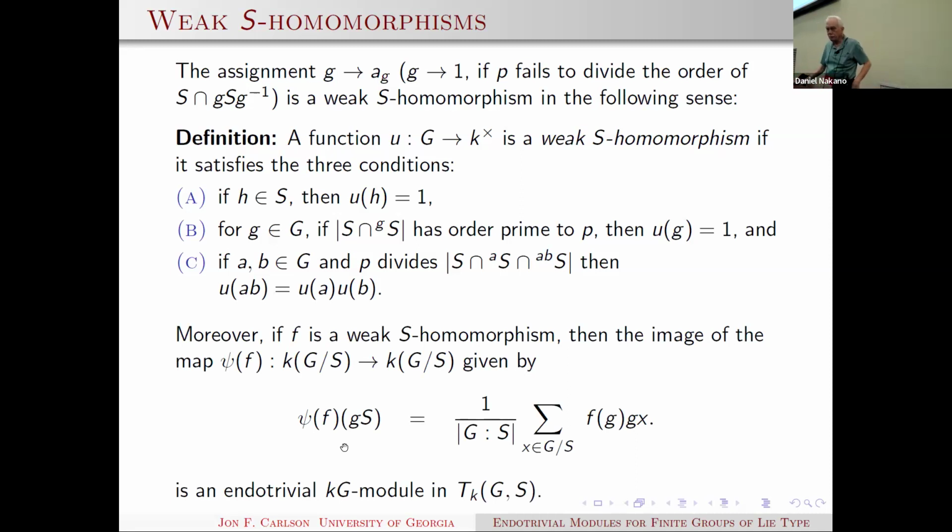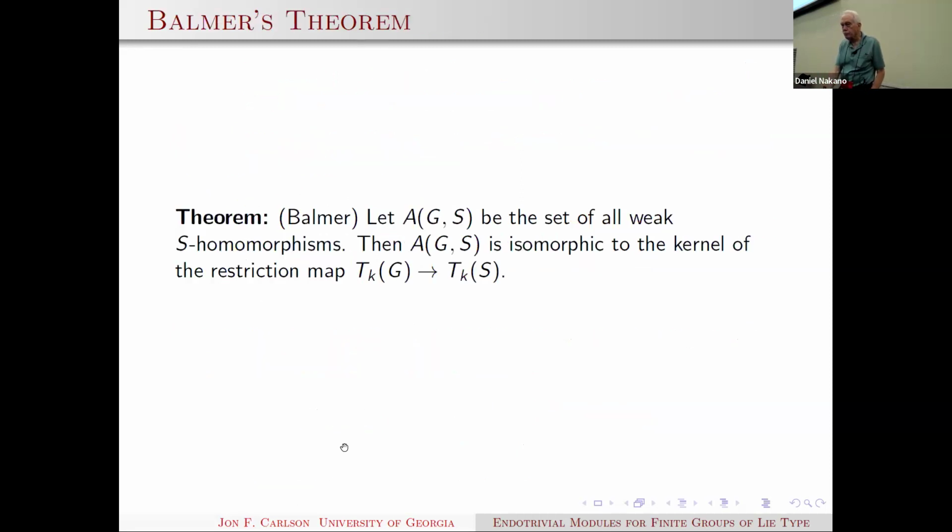Amazing. Okay, really, really good. It's actually not that hard to prove, but it was quite revealing. The trouble with the S homomorphisms is that they're not that easy to compute in general. But what Balmer showed was the following. He showed that if you take this set of all weak S homomorphisms, then this is isomorphic to the kernel of the restriction. You can compose these homomorphisms. So it's isomorphic to the kernel of the restriction. And that's what we're looking for.